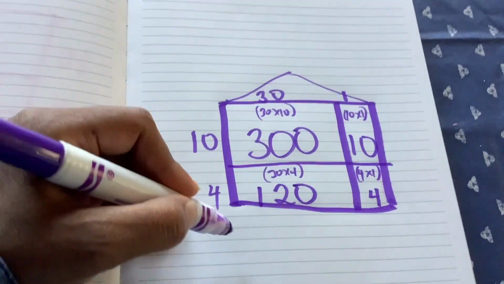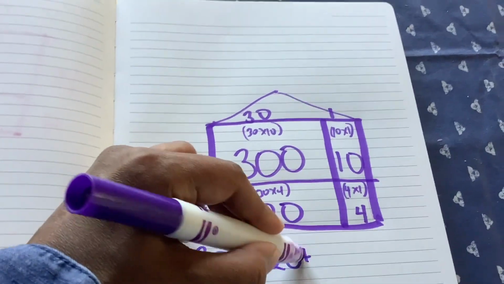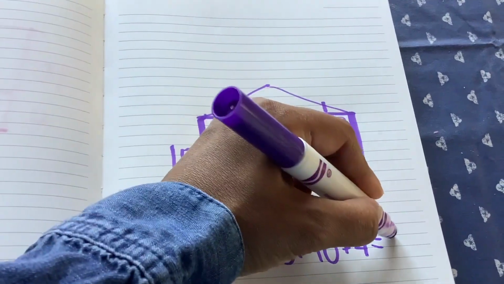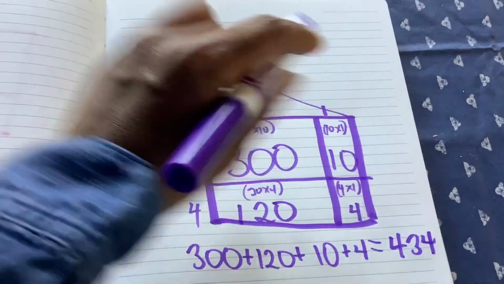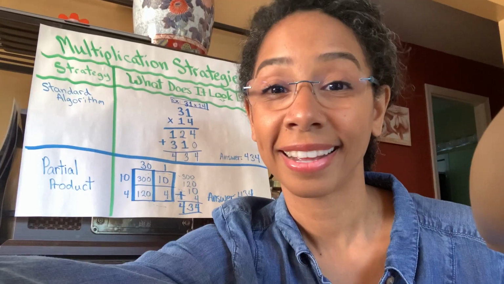And don't forget, we are adding all of these up. I'm going to go across horizontally this time. 300 plus 120 plus 10 plus 4. And once again, it still needs to equal 434. Okay? Awesome. So there you have it.